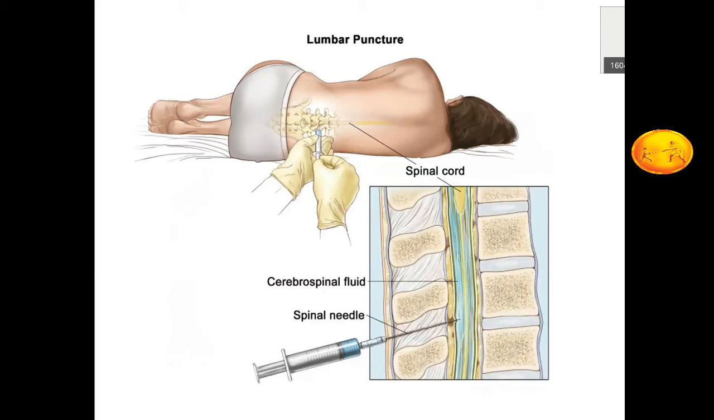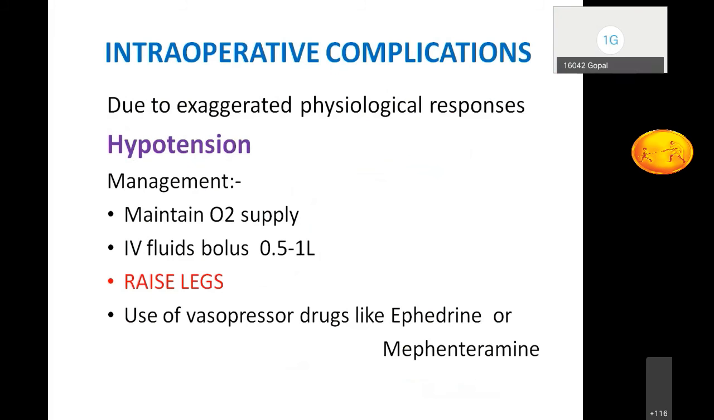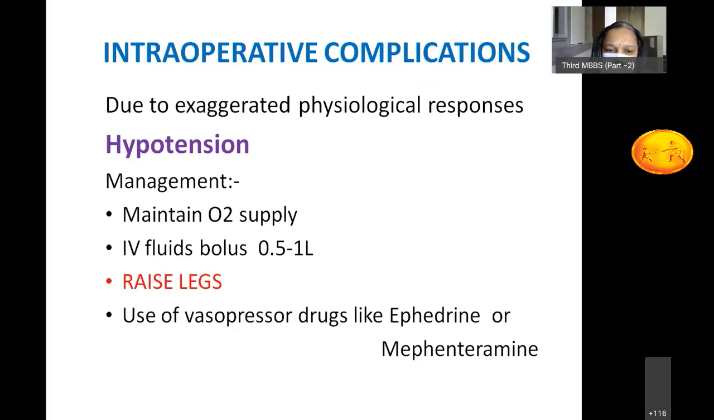You will have to aspirate that CSF, very little, up to one mark in the syringe, when the patient is given the spinal. Why do we need monitoring? Because complications may occur due to exaggerated physiological responses. First and foremost, as we have already seen, is hypotension.